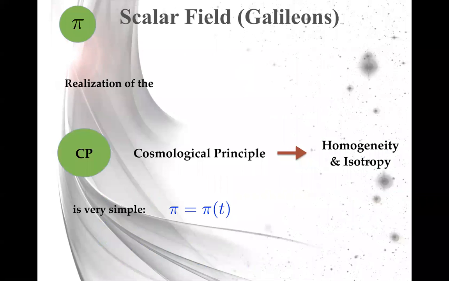So with the scalar field, it's very easy to realize the cosmological principle, one of the other fundamental pillars that we had, by simply having a scalar field that has time dependence. With that, you can then easily construct cosmological solutions with scalar fields.